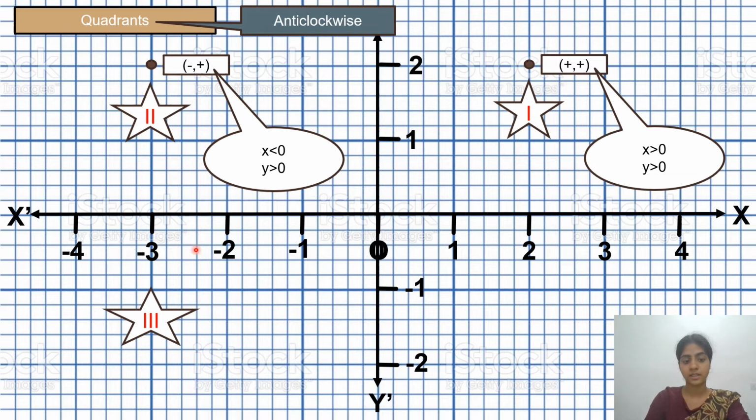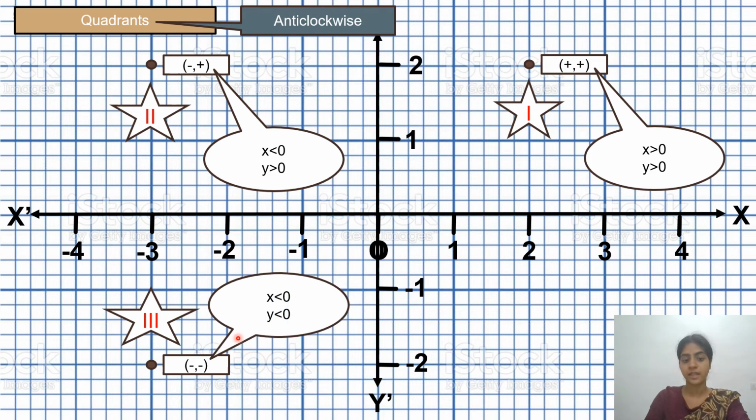And this third quadrant will have any point with negative and negative values. Ordered pair will have x-axis to be negative and y-axis to be negative. So x will be lesser than 0 and y will be lesser than 0.